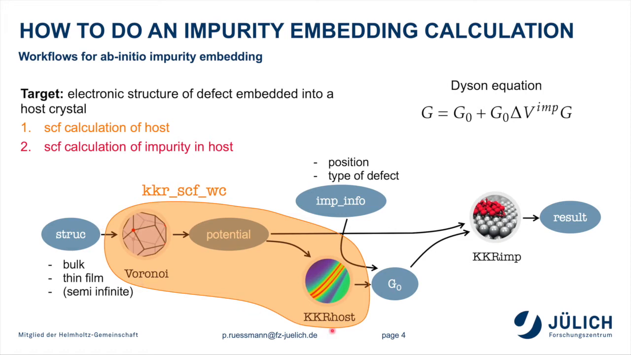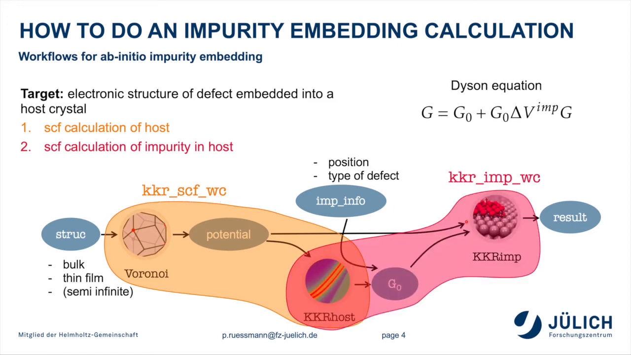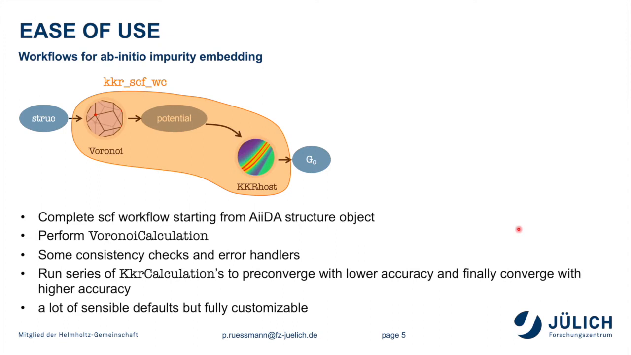All of this, the Voronoi, the KKR host calculation, and the convergence, this is done by the KKR SCF workchain. And then in the second step, we use the KKR imp workchain to write out the green function of the host system and then embed the impurity by running the KKR imp code. So let's take a closer look at the KKR SCF workchain, which takes just a simple structure and some settings as inputs and then converges the system.